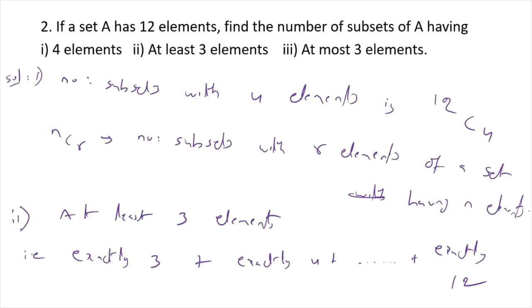You can answer the same question a little bit differently. So here the question is at least 3 elements. The total number of subsets is going to be 2 power n. So you can answer this question in another way, where total subsets is equal to 2 power 12.